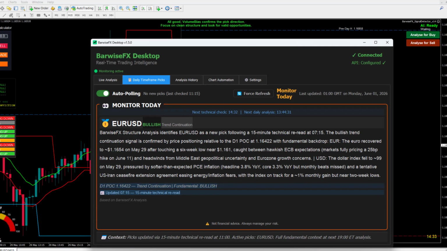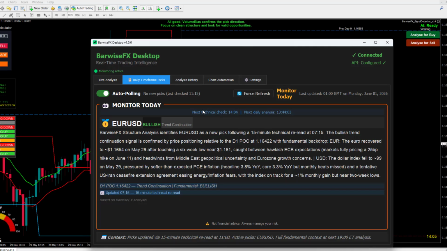I have this desktop application, and here you can see two countdown timers. On the right hand side, we have the next daily analysis. What this does is 2 hours after the New York close, it will do a full fundamental check on all the currency pairs. And then it will grade them based on specific filters.